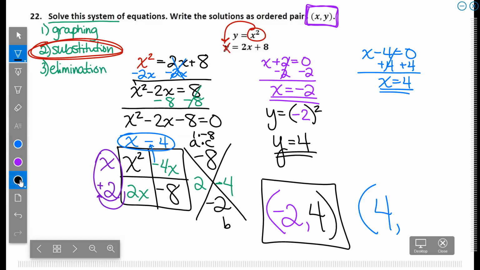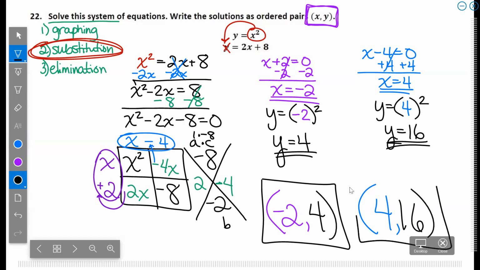Do you guys want to use the top equation again, or do you want to use the bottom equation? It does not matter. You want to use the top one again? Okay. y equals, I'm going to take x and put it in the place. So we're taking 4, putting it in the place of the x. So y equals what? 16. Here's my other solution.